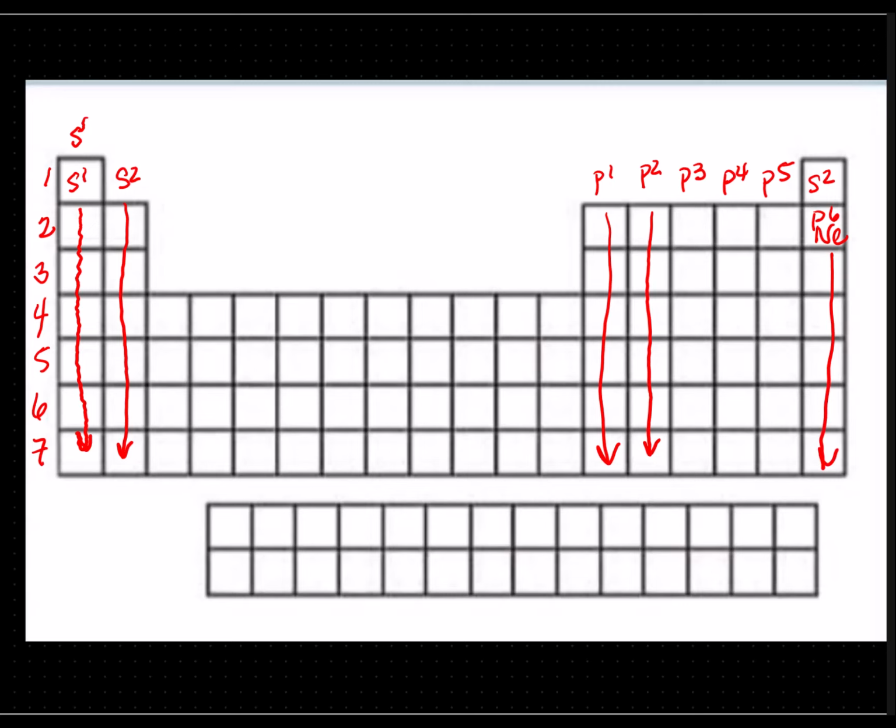So the first time we see the P's is energy level 2. So this is energy level 2. Again, it matches the periods of the periodic table. This is 3, 4, 5, 6, and 7. The transition metals are the D block. Remember, these can have 10 electrons. So this is D1.